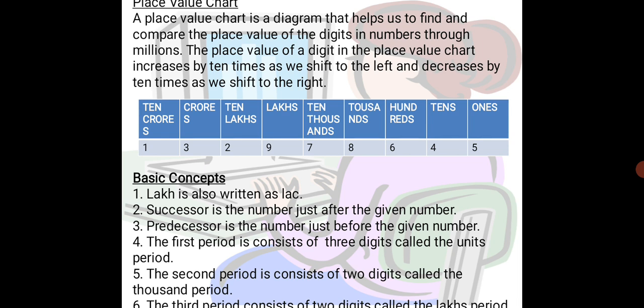And finally, we have the crores digits, or the fourth period. Again, I am repeating that the fourth period also consists of two digits. They are crores as well as 10 crores.